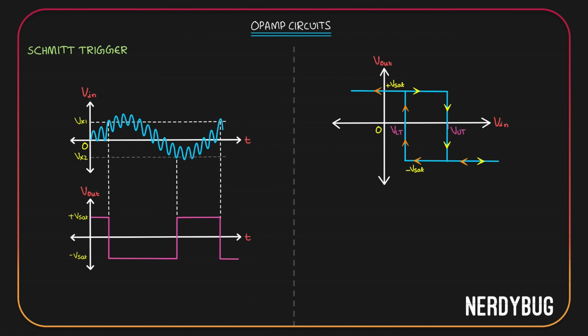This phenomenon is called hysteresis, and the difference between upper threshold voltage and the lower threshold voltage is the hysteresis width or the hysteresis voltage. We could say Schmitt trigger is a comparator with hysteresis. Hysteresis is what makes a Schmitt trigger stable. No chatter, no noise issue.